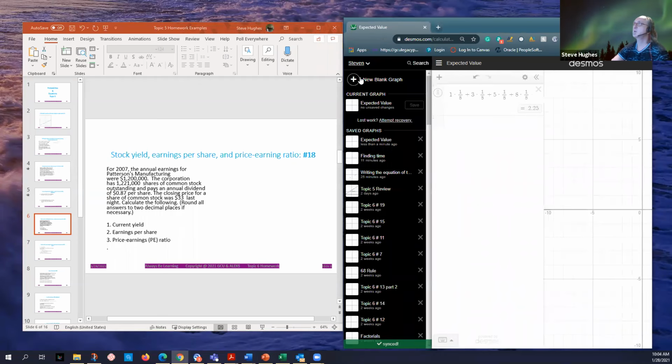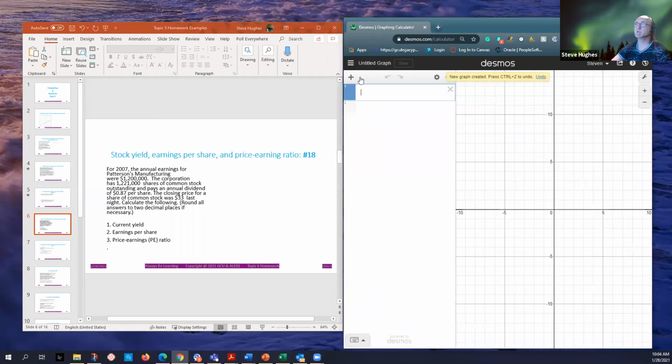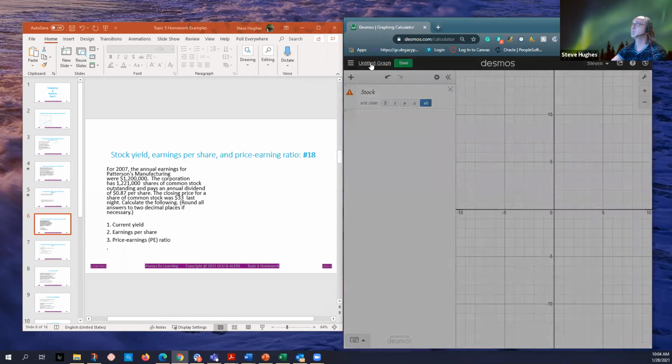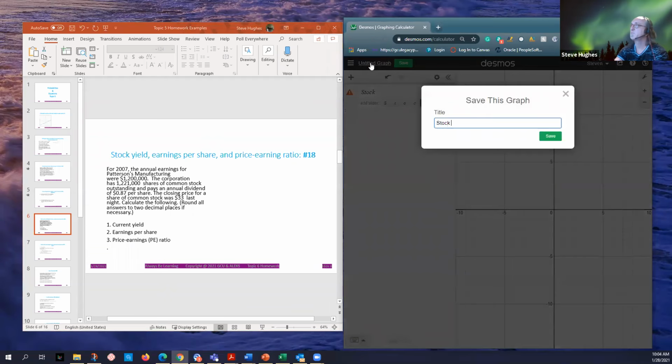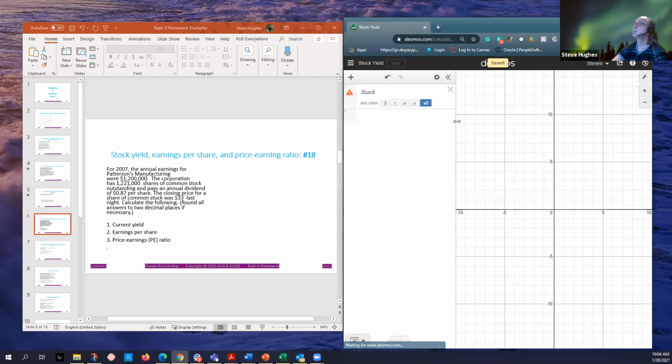Calculator chart here. Let's start a new one and call it stock yield. I don't want to type it up there, so let's go up here. There we go. All right, so stock yield. Let's get rid of this. I don't need that. Let's do a little reading.